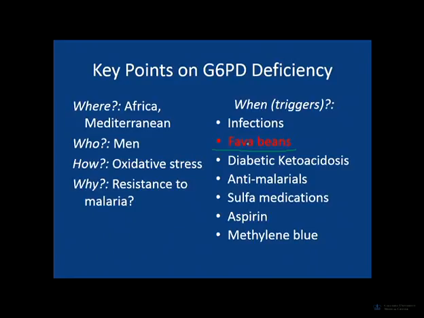Infections can also trigger oxidative stress. It can trigger hemolysis. Diabetic ketoacidosis can do it. Again, it's an acidic, oxidative environment. Anti-malarial medications can do it. There are different forms of G6PD deficiency prevalent in different parts of the world, and people can be susceptible to different medications. Fava beans is kind of like the textbook answer. DKA and infections are also very important.